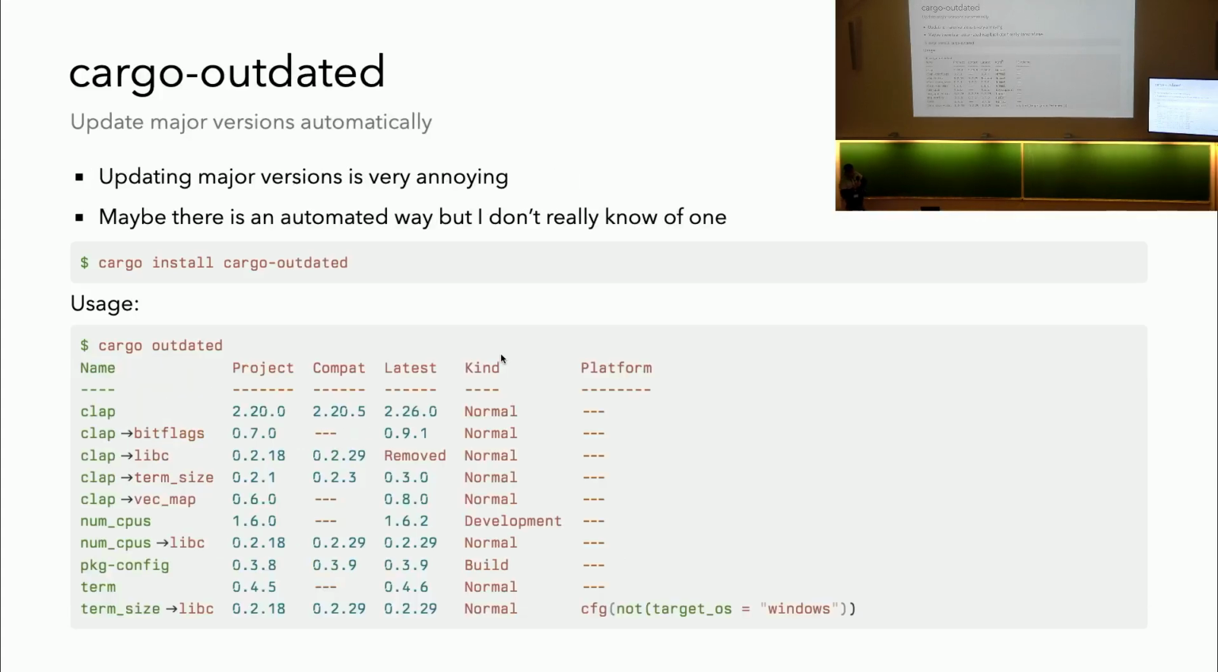Cargo outdated, this is something I use all the time. It will allow you to see what the latest major and or minor version of each dependency in the project can be updated to. And it's something that is just not built in. If you do cargo update, it'll only bump the versions to the minor version. Maybe there's a way to make it do the major version, but I'm not really sure. This thing does it pretty well and also has a nice UI to it.